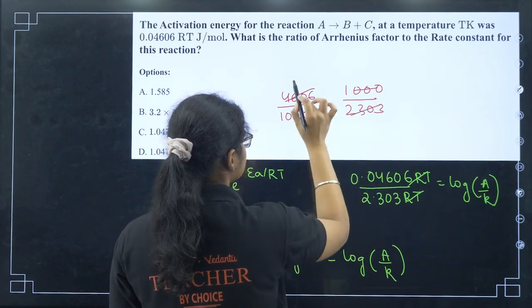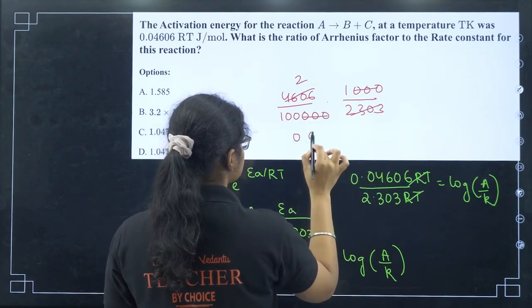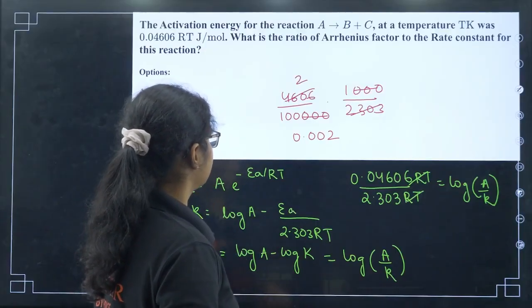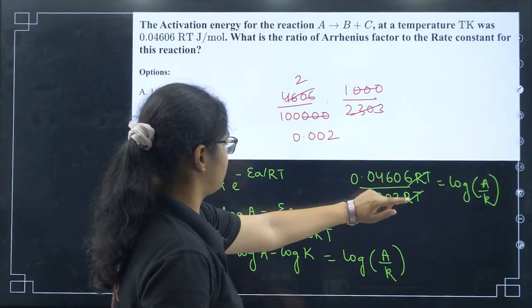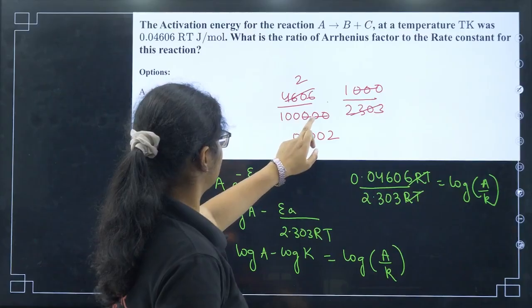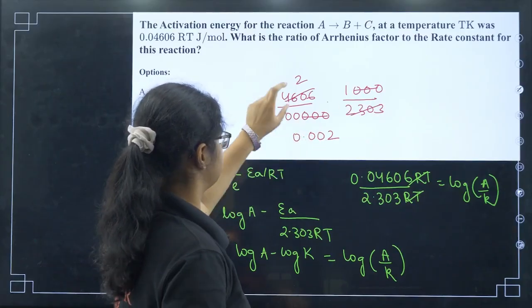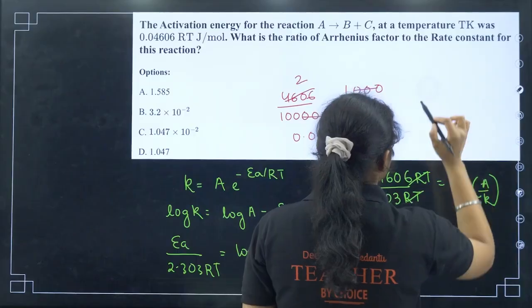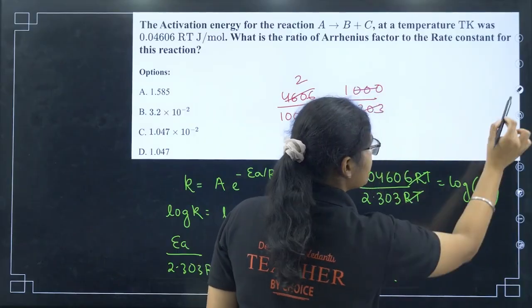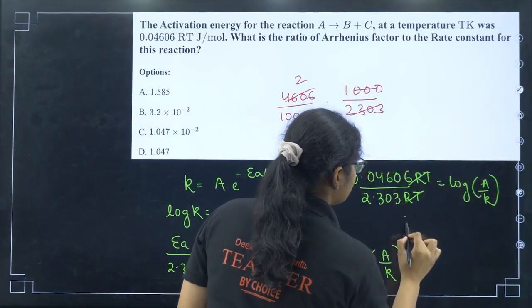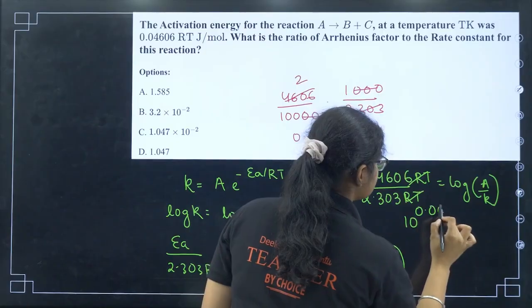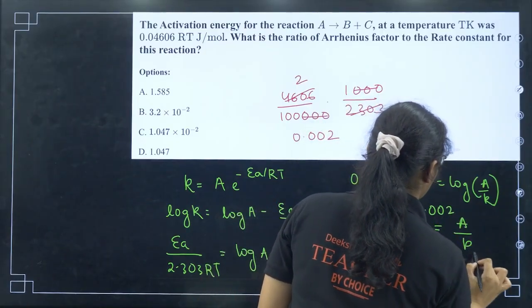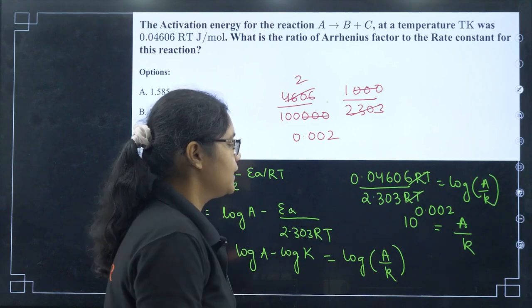So I will get 0.002, right? So 0.002 I will get here. So I can say that 10 to the power of 0.002 is equal to A by K, right?